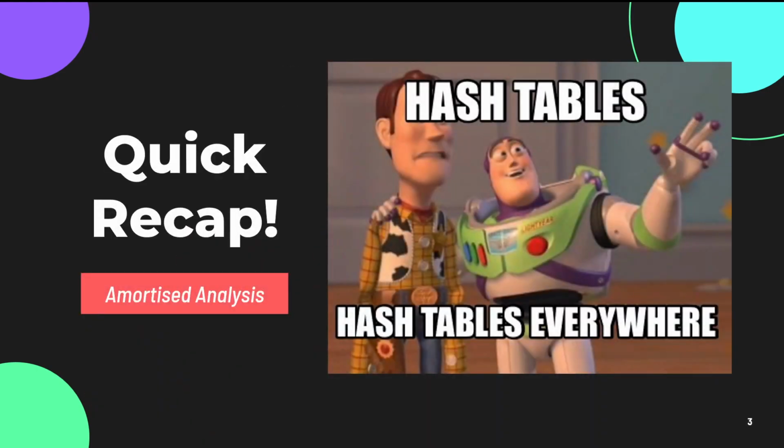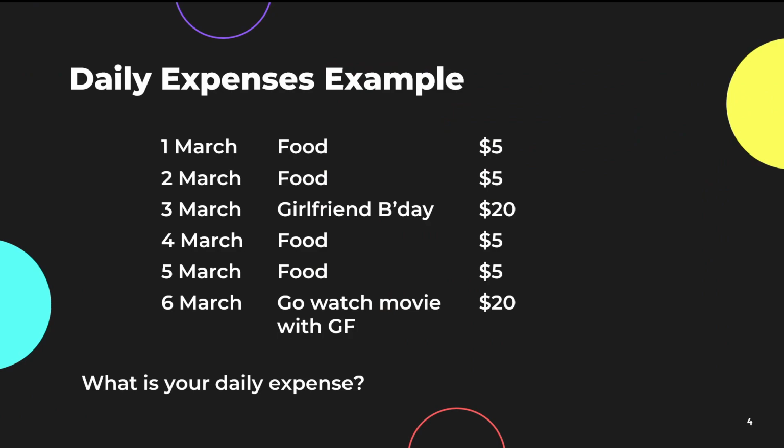So, amortized analysis. Let me show you with a very quick example here. Suppose this is your daily expense for 6 days in the first week of March. You eat food for $5 a day. And then on 3rd March is your girlfriend's birthday. This time you bought a $20 present. I don't know what you can get for $20, maybe a voucher or something. Then you eat, and then finally on 6th March, you go watch a movie with your girlfriend, $20.